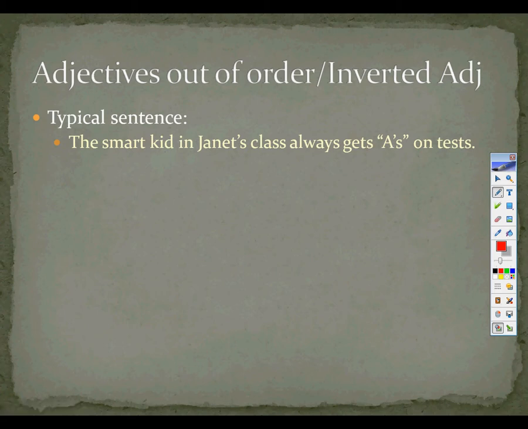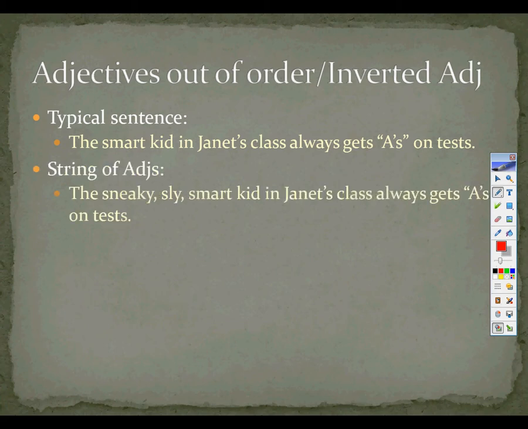Now, if we change the sentence to "the kid, comma, smart in Janet's class always gets A's on tests," it sounds awkward. So it doesn't work as well with just one adjective. Usually it works with a string of adjectives. So let's look at this example here: the sneaky, sly, smart kid in Janet's class always gets A's.